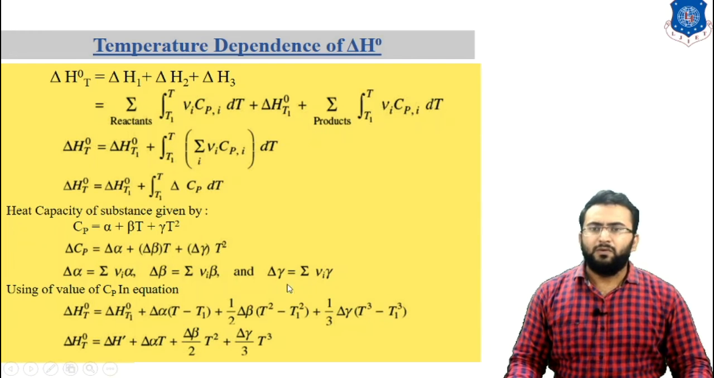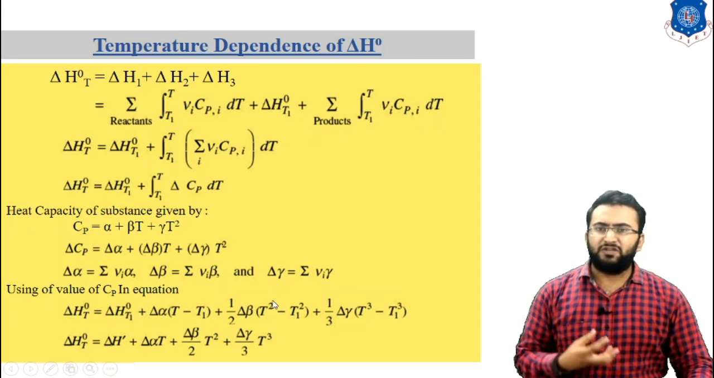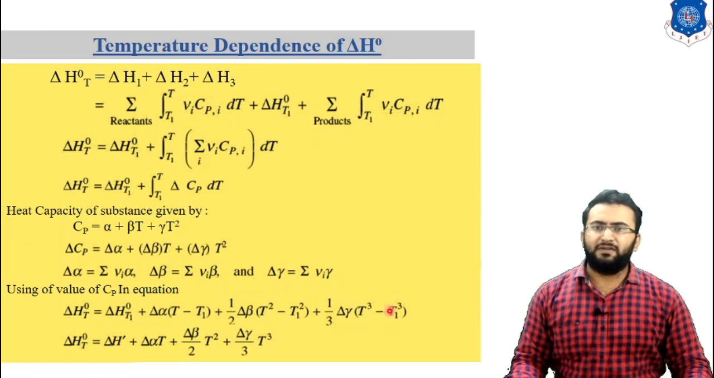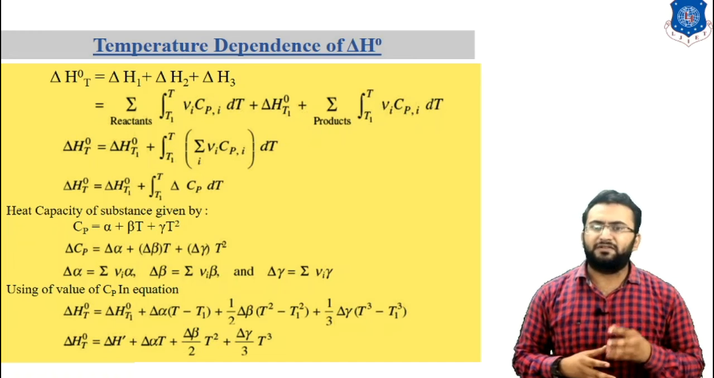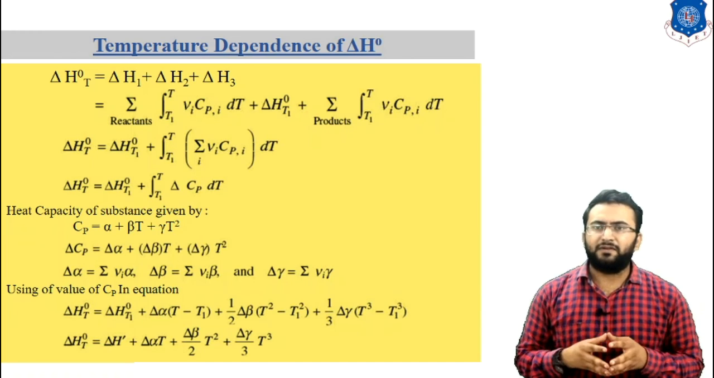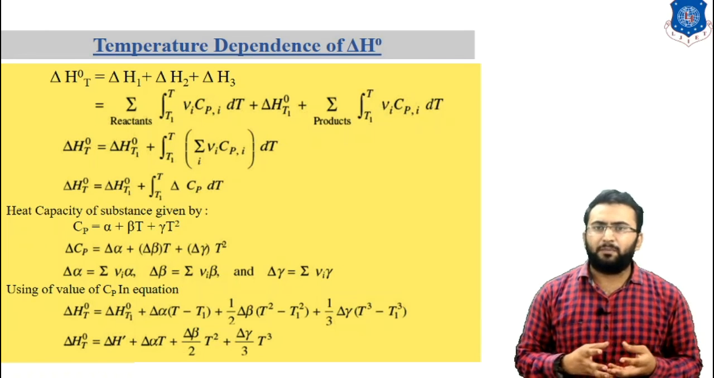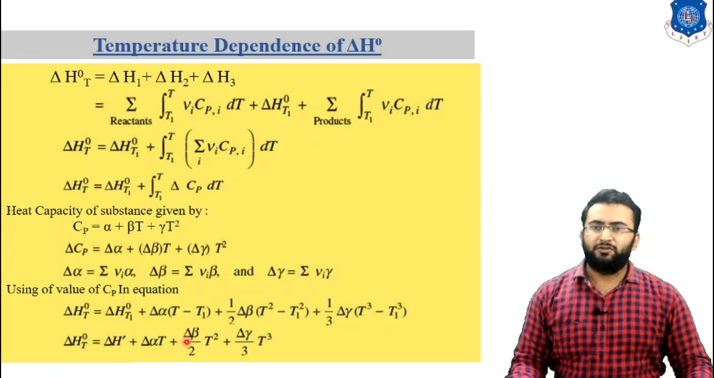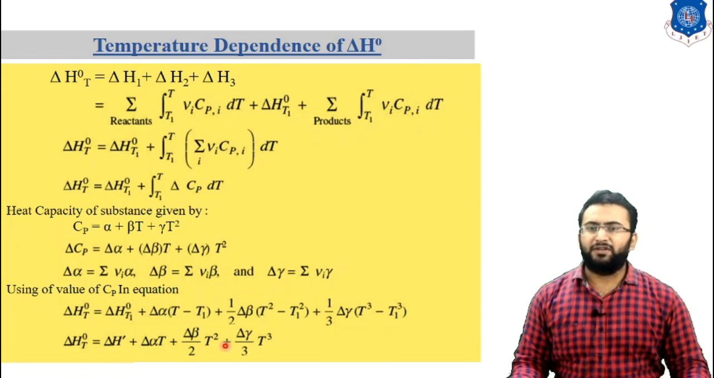If we want to write for a single temperature, or measure the enthalpy change for a single temperature, then this equation becomes: delta H0 is equal to delta H dash plus delta alpha T plus delta beta upon 2 into T square plus delta gamma upon 3 T cube. So this is the equation for the temperature dependency of the heat of reaction, or the effect of temperature on the heat of reaction. Using this equation, we can calculate the heat of reaction at a particular temperature T.